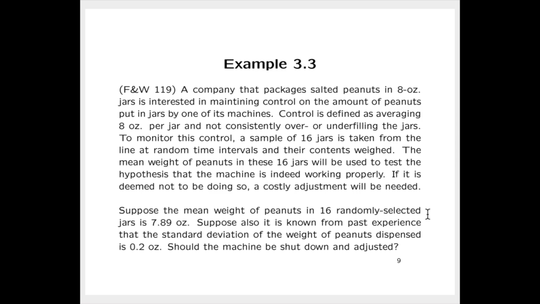Now, suppose also that it's known from past experience that the standard deviation of the weight of peanuts dispensed into jars by this machine is 0.2 ounces. So under that assumption, the question is, should the machine be shut down and adjusted? Well, to answer that, we're going to have to draw an inference or make a conclusion about the population based on the sample data. And so let's do this hypothesis test.